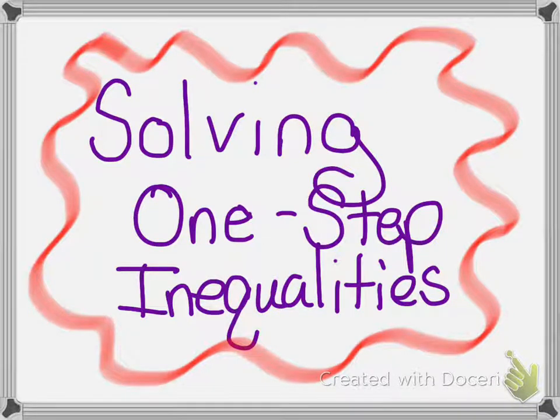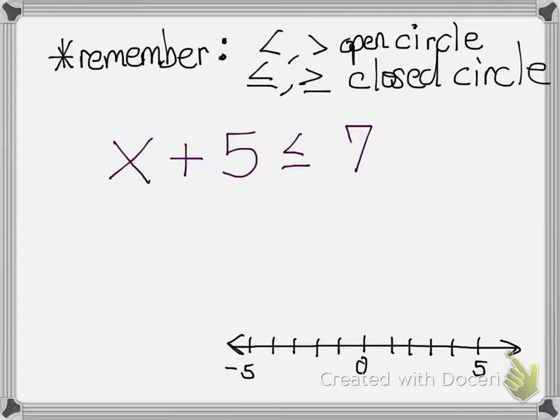All right, in this video, I'm going to teach you guys how to solve one-step inequalities. All right, let's look at this first example. But before we do, remember, whenever you're dealing with an inequality that's strictly less than or greater than, you're going to graph the solution on a number line with an open circle. If it's less than or equal to, greater than or equal to, you'll graph the solution on a number line with a closed circle. All right, let's look at our first example.